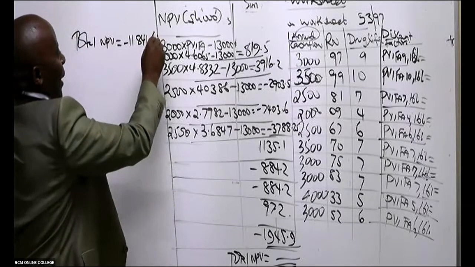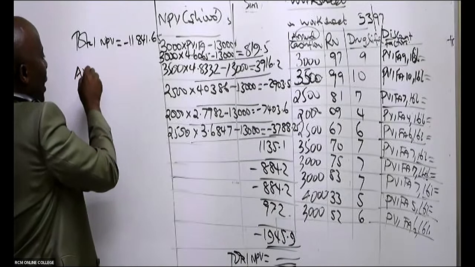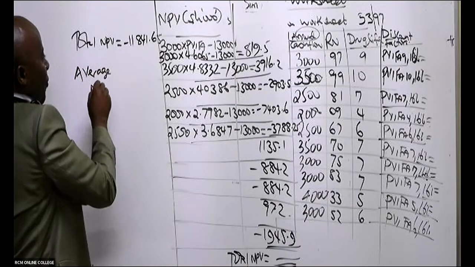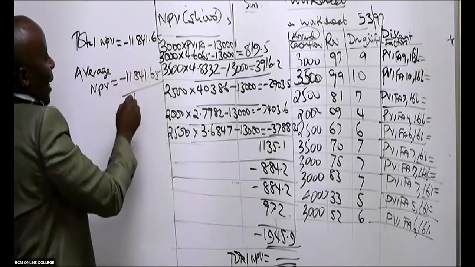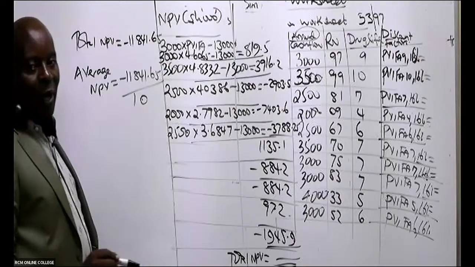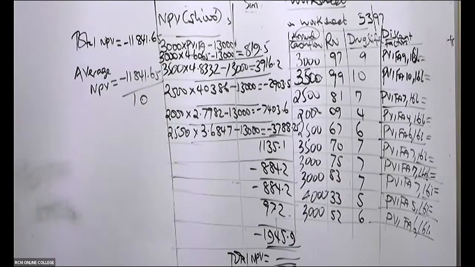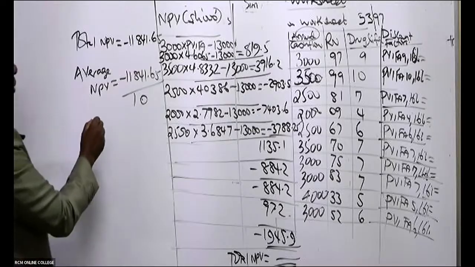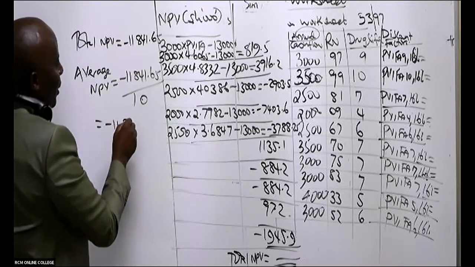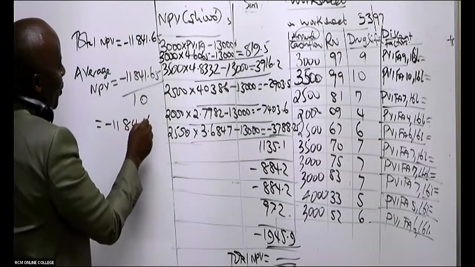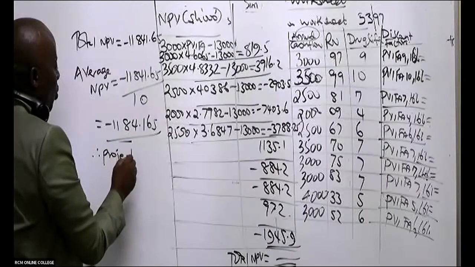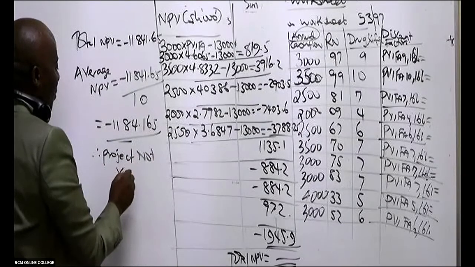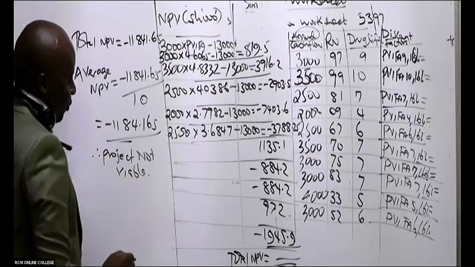Once I get this, I'll be able to get what we call average NPV, which will be this divided by the number of runs. The number of runs were 10, so divided by 10 runs. Then this one will end up giving us minus 1,184.165, and therefore the project is not viable.